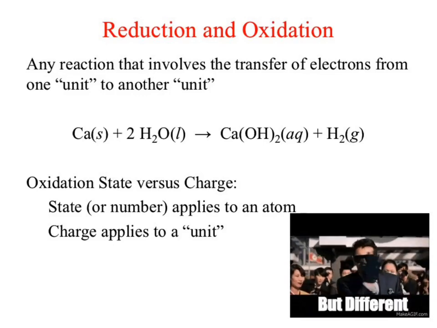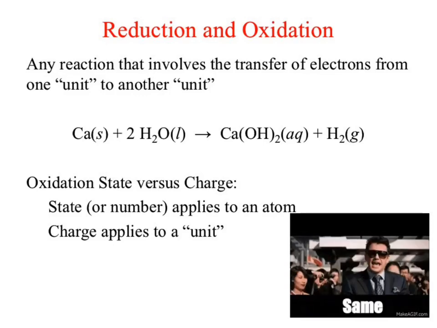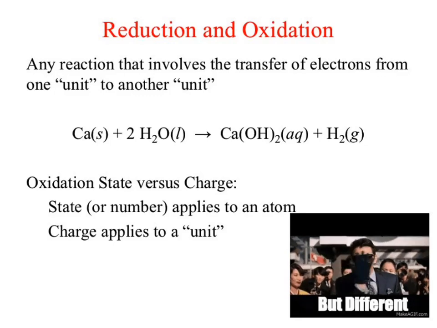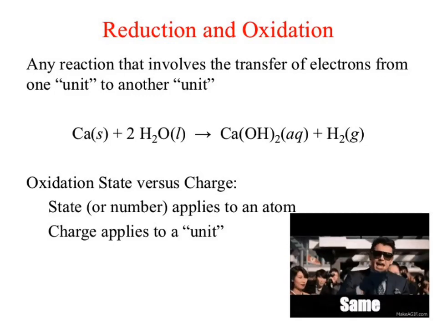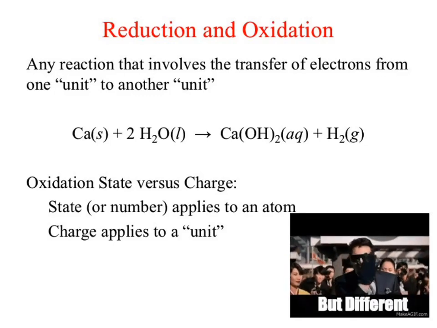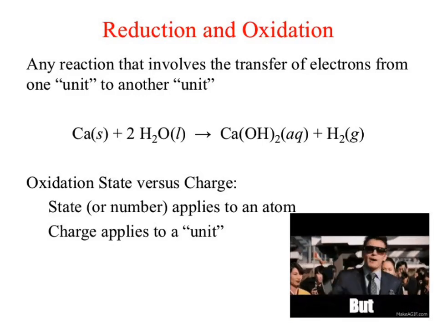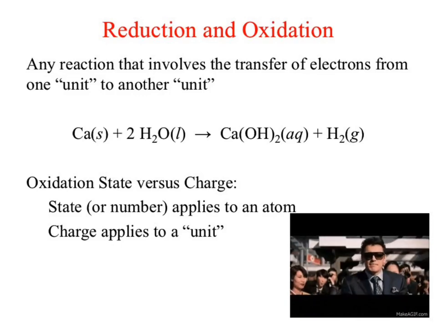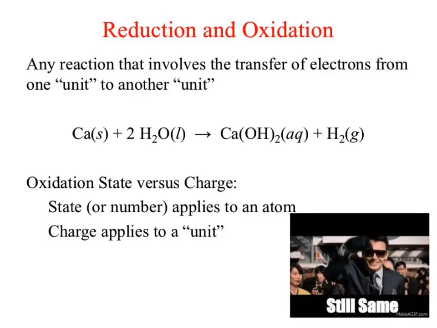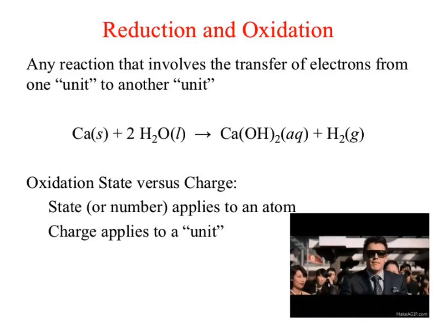Well, now I'd have the balance of protons and electrons for that entire compound, also known as the charge. And I would now have the charge for that compound. Okay? So the oxidation state is specific to an atom. Charge applies to the larger unit.